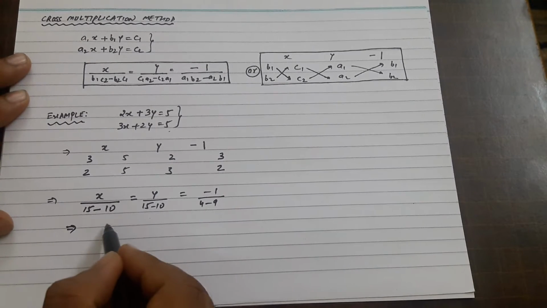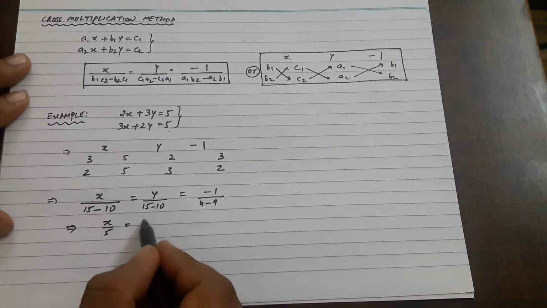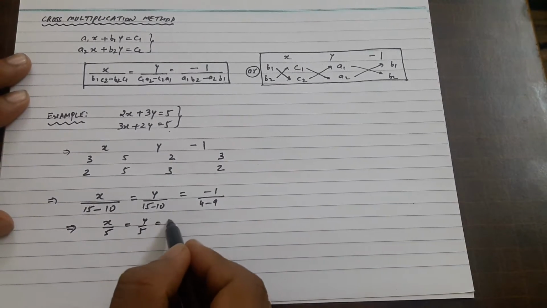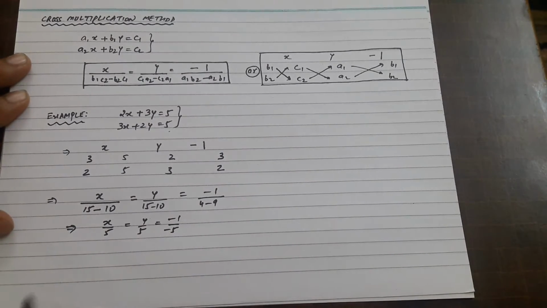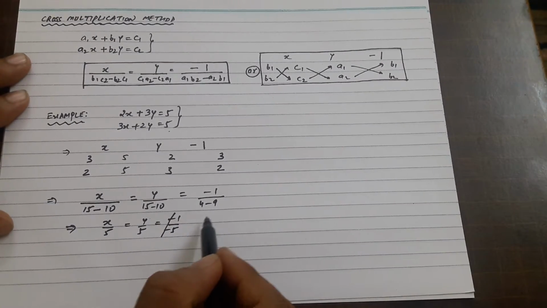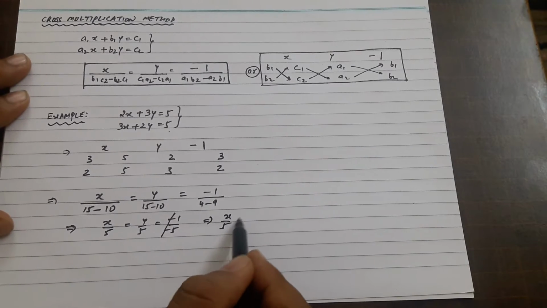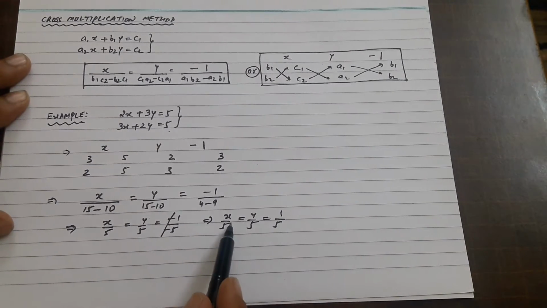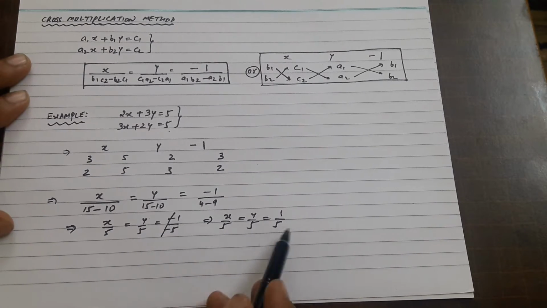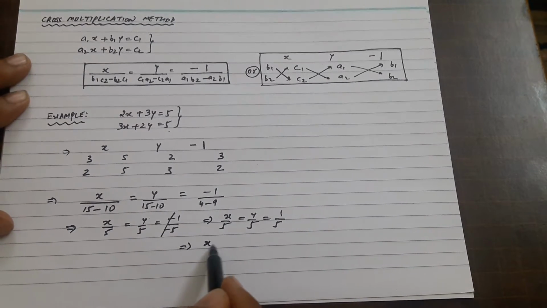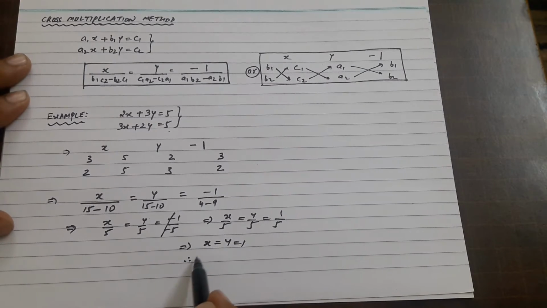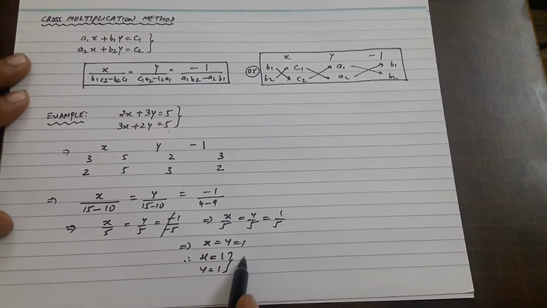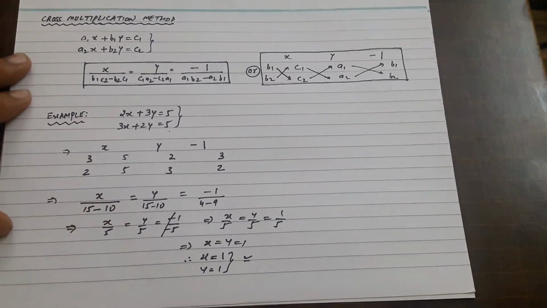This means we have x upon 5, y upon 5 and minus 1 upon minus 5. The minus signs cancel out, so we have x upon 5, y upon 5 and 1 upon 5. We can cancel out this 5 from all sides because it is common. So we have x equal to 1 and y equal to 1 as our solution. In this way we can solve this question by the cross multiplication method.